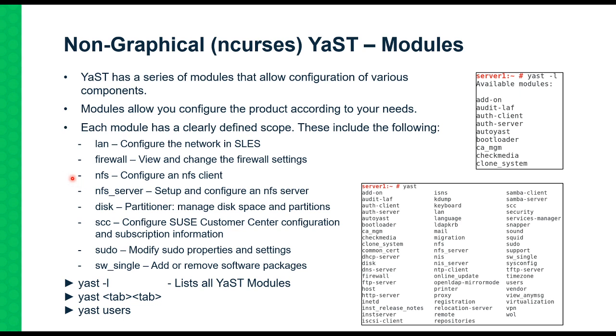We've got the NFS module to configure an NFS client. We've got the NFS underscore server to set up and configure an NFS server. Then we have the module disk, which is our partitioner, and will manage our disk space and partitions. Then we've got the SCC, and this will configure the SUSE Customer Center configuration and subscription information. Then we can use sudo to modify the sudo properties and settings. And then SW software underscore single will add or remove our software packages.